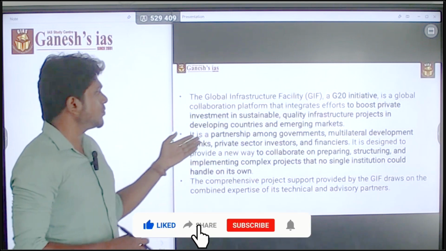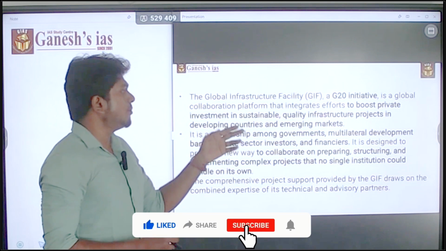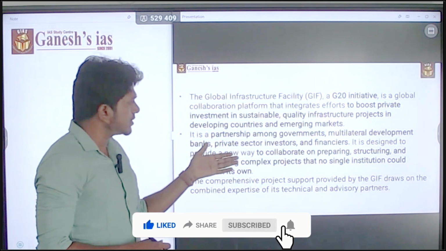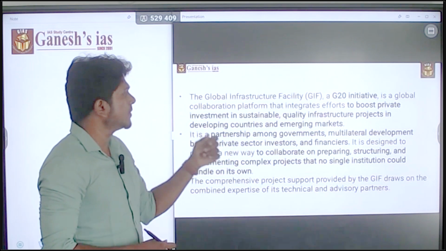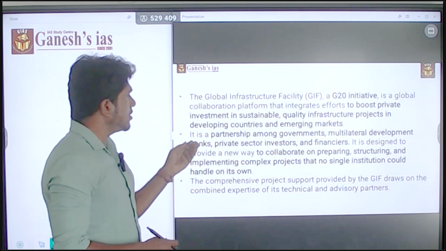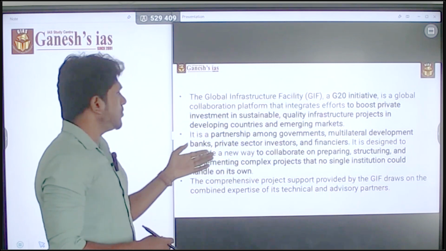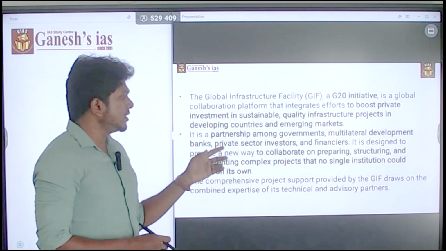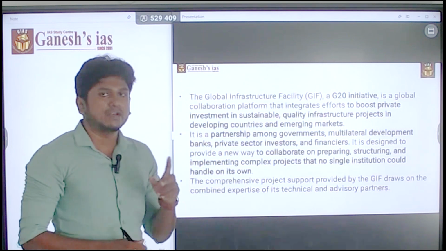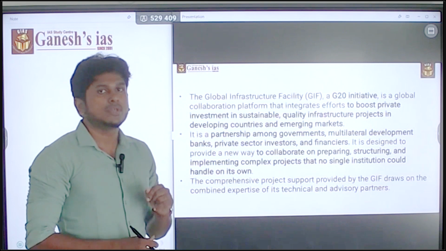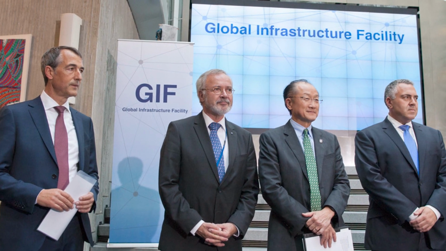It is a partnership among governments, multilateral development banks, private sector investors and financiers. It is designed to provide a new way to collaborate on preparing, structuring and implementing complex projects that no single institution could handle on its own. So for that only they created this Global Infrastructure Facility.